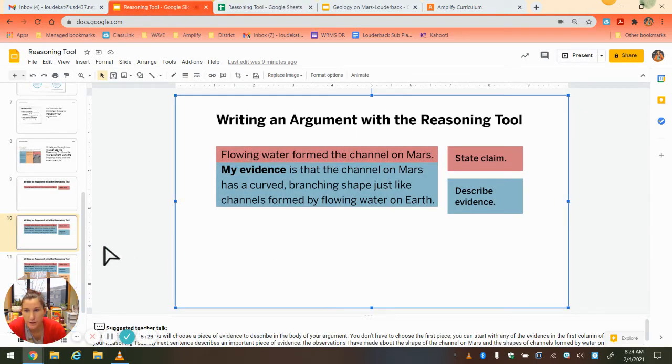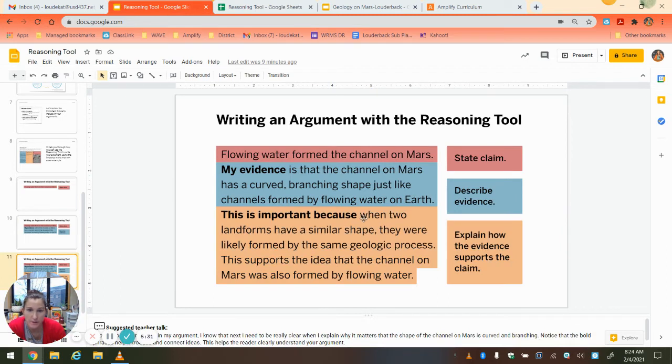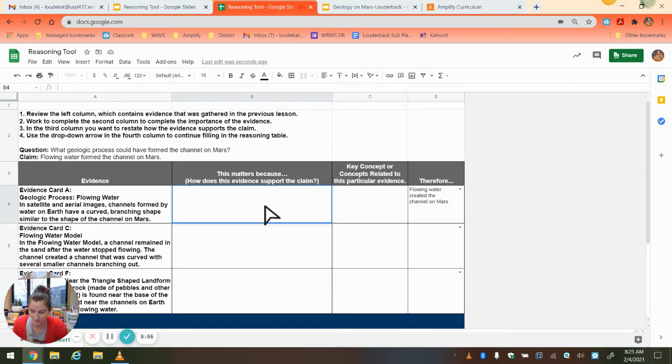All right, so what that would look like is: it matters because when two landforms have a similar shape, they were likely formed by the same geologic process. This supports the idea that the channel on Mars was also formed by flowing water. See how this is set up? It's related to the key concept. Okay, so again, that's something we're looking at.